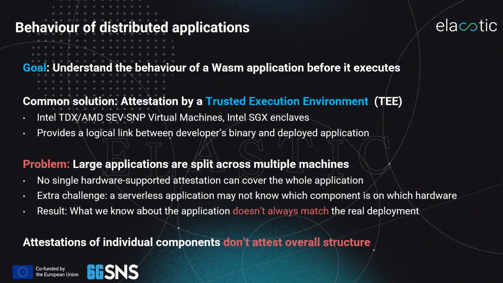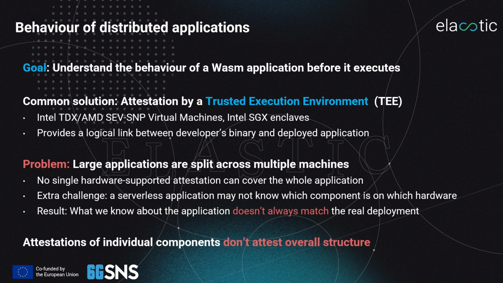So one common solution to ensuring that an application being deployed matches what the developer expected is to use attestation by a trusted execution environment. This can be incorporated into the processor itself, like with Intel TDX, AMD SEV-SNP, Intel SGX, and there's also ARM TrustZone, ARM CCA that are coming out, too many to name here. But fundamentally, these provide some logical link between the developer's binary and the application being deployed.